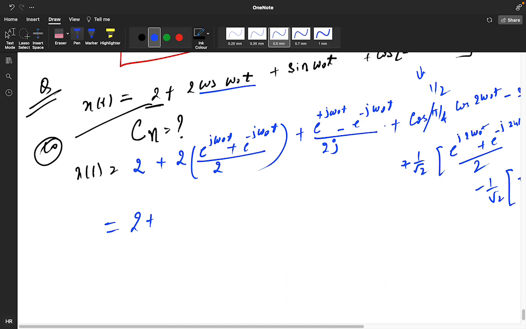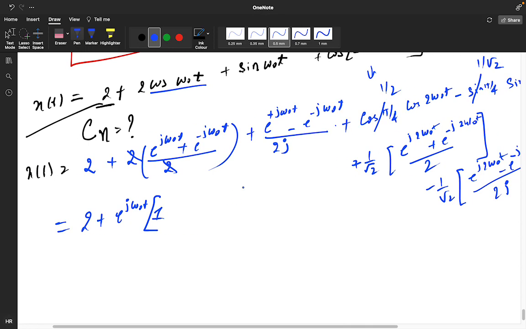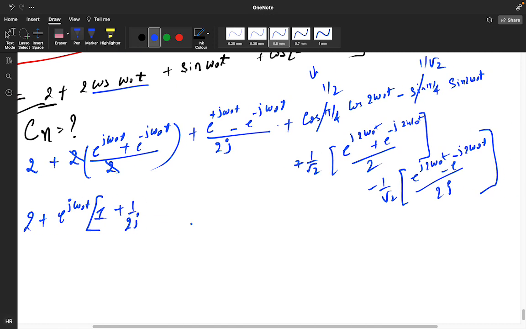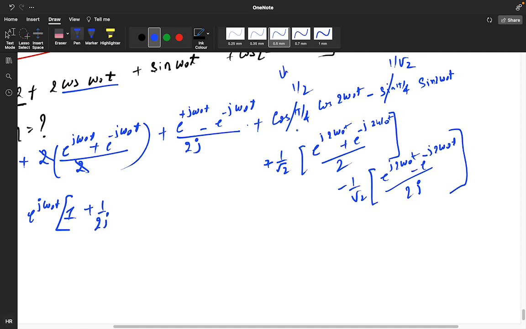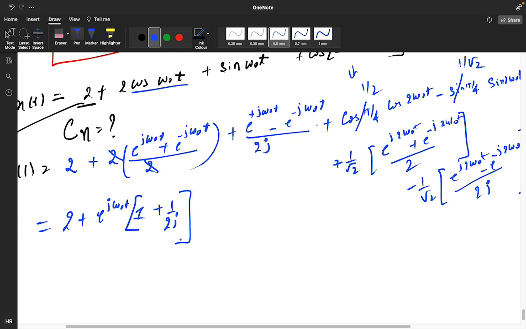Now take e power j omega naught t common. Anywhere e power j omega naught t is there? Yes, you get 1 from this part, plus 1 by 2j. Any other part with e power j omega naught t? No. Now take e power minus j omega naught t common. What will you get? This is 1 and this is minus 1 by 2j.